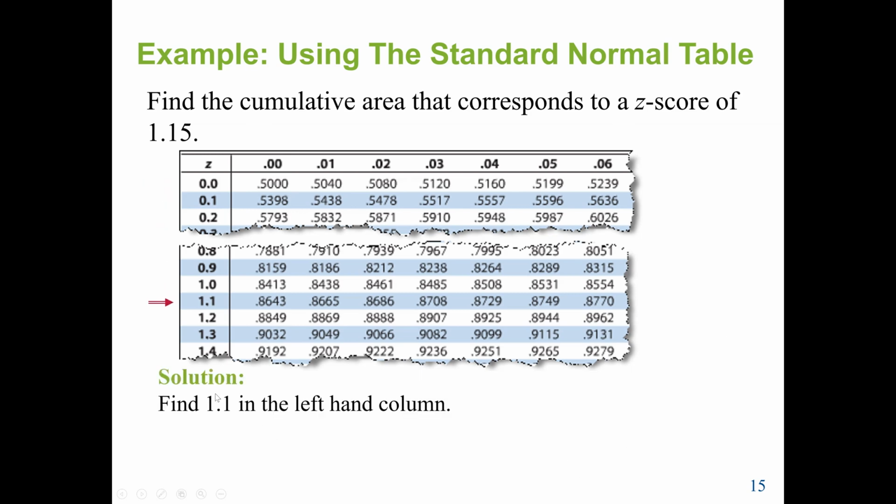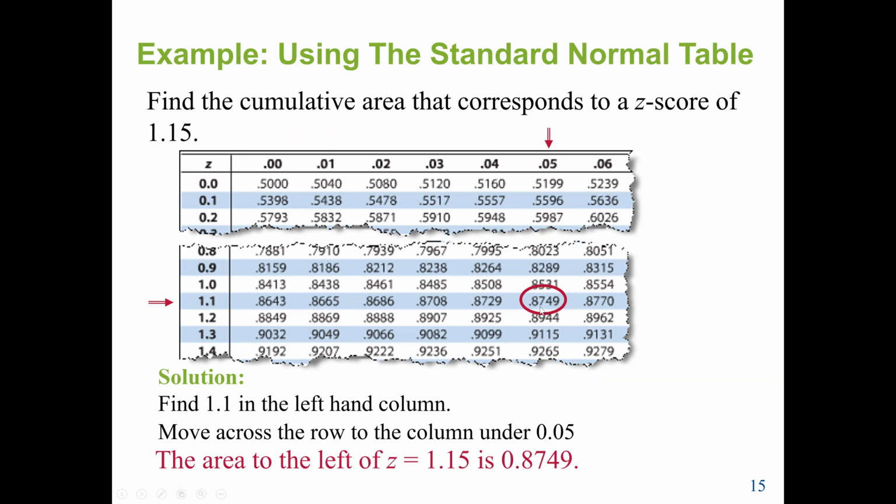So the first question said we should find 1.1 in the left-hand column, because the goal is to find the cumulative area that corresponds to the z-score of 1.15. So I'll look for 1.1 first. Then I'm looking for 0.05, so I'll go to the 0.05. And that will give me 0.8749. So this is how we read our standard normal table in our course textbook.